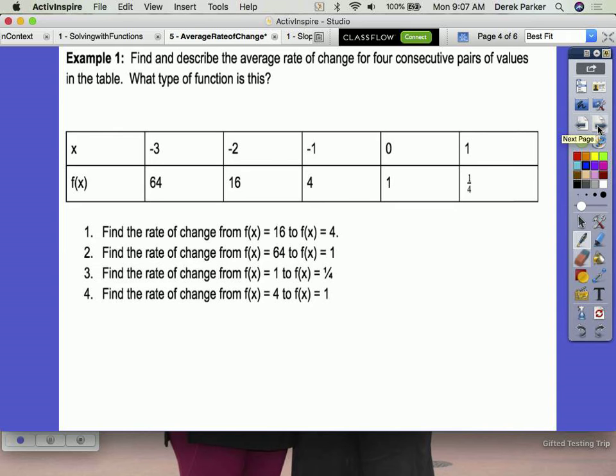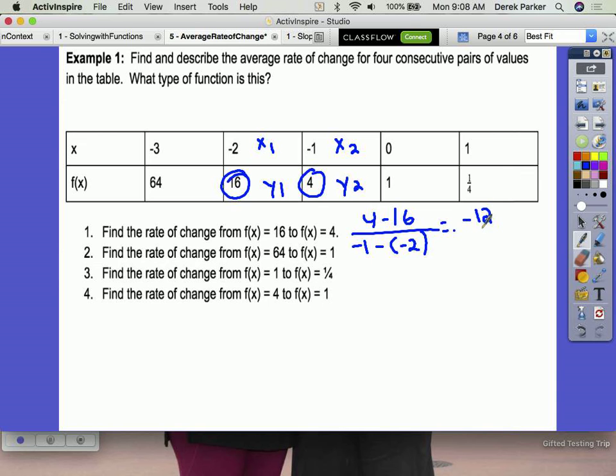Example 1. Find and describe the average rate of change for 4 consecutive pairs of values in the table. Okay, so we're going to look at f of x is 16 to f of x is 4. Now, x1, y1, x2, y2. 4 minus 16 divided by negative 1 minus negative 2. Let's pop that in the calculator. 4 minus 16, and I get negative 12 divided by negative 1 minus negative 2, and I get positive 1. So that's a negative 12 over 1 rate of change.